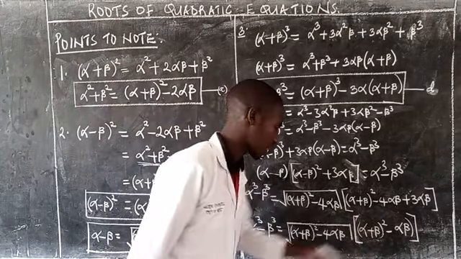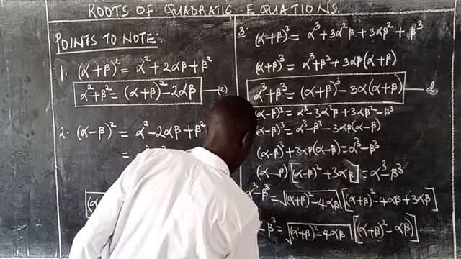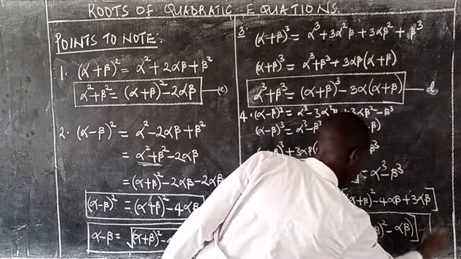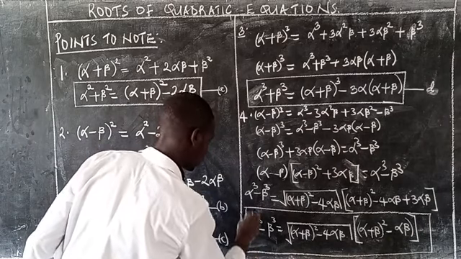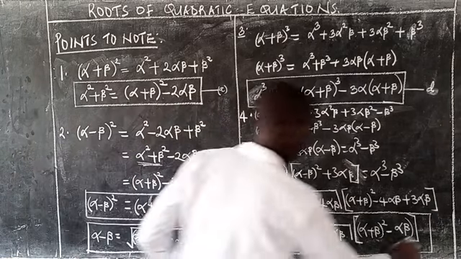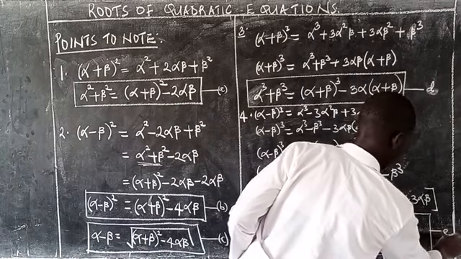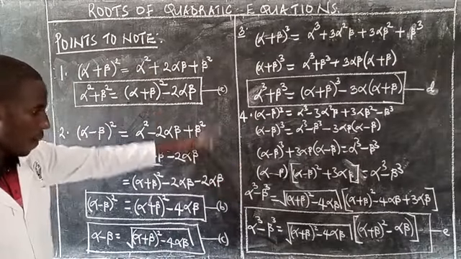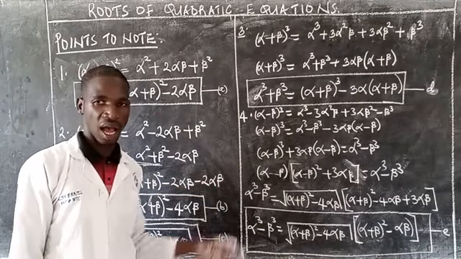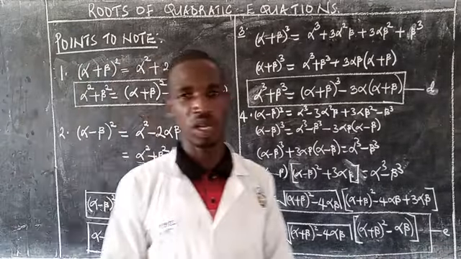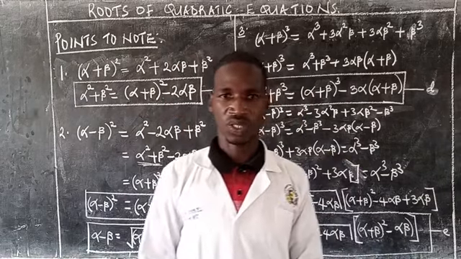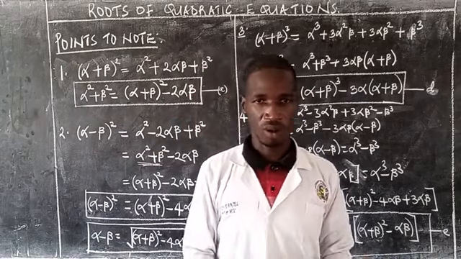Sum, product. So this is also another important thing to know. So we can call this equation number E. So equations A, B, C, D, E are very important when we are dealing with the quadratic expression. You need to know how they are brought about.